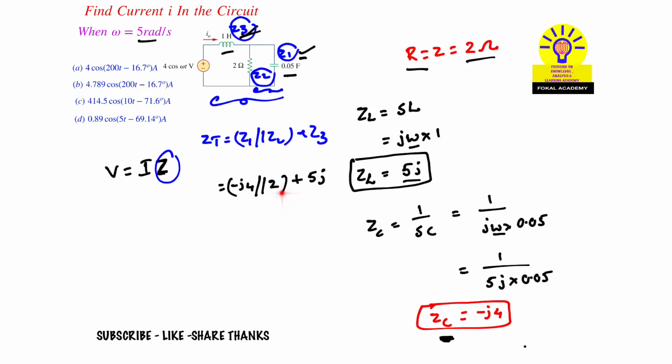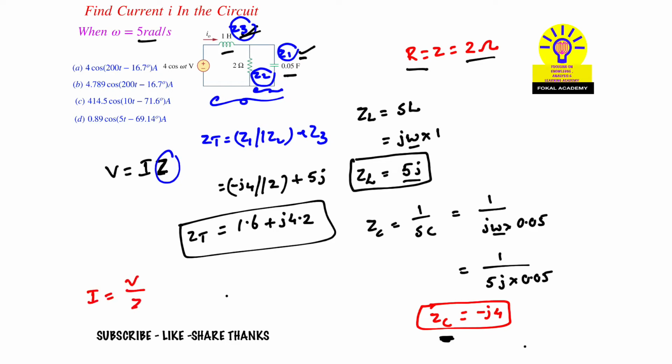By using a calculator and simplifying this, we will get the overall impedance, that is 1.6 plus j4.2. From the equation, we get current I equal to V by Z. Here V is given as 4 cos omega t. So the voltage amplitude is 4 and the phase angle is 0. So voltage is considered as 4 with phase angle 0, upon Z, which is 1.6 plus j4.2.